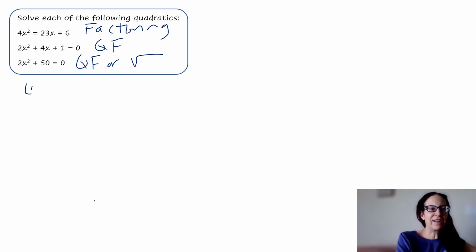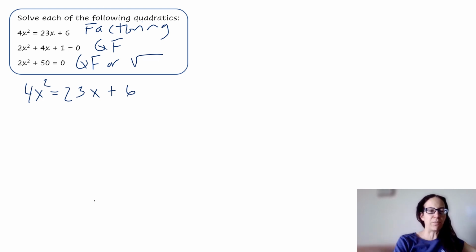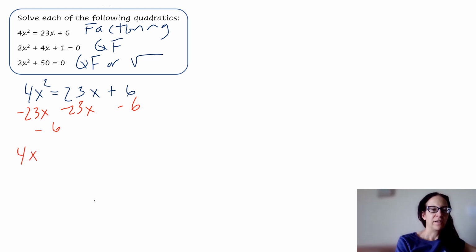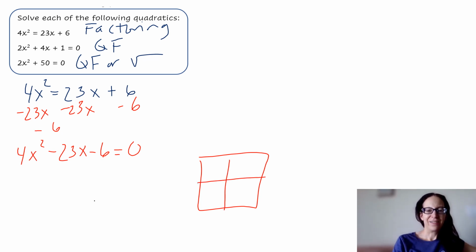With the factoring, you do need to make sure that you have a 0 on one side, because when we solve a quadratic by factoring, we engage the zero product property. To engage that, I need to subtract 23x from both sides and 6 from both sides to get 4x squared minus 23x minus 6 is equal to 0. Now we are told to do this by factoring, so let's go ahead and do our scratch work.